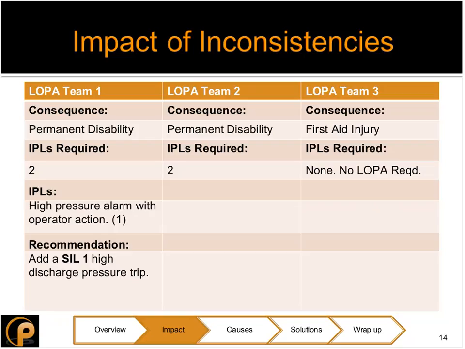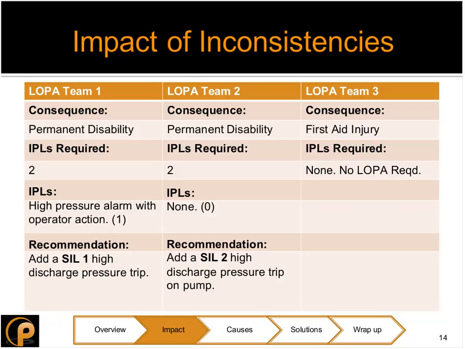LOPA Team 2 also requires 2 IPLs, doesn't have any, and therefore their recommendation here is to add a SIL 2 high discharge pressure trip. Team 3 never even got to the LOPA stage, so they're not going to have any type of SIL or LOPA recommendation in that case because they don't need it based on a first aid injury.